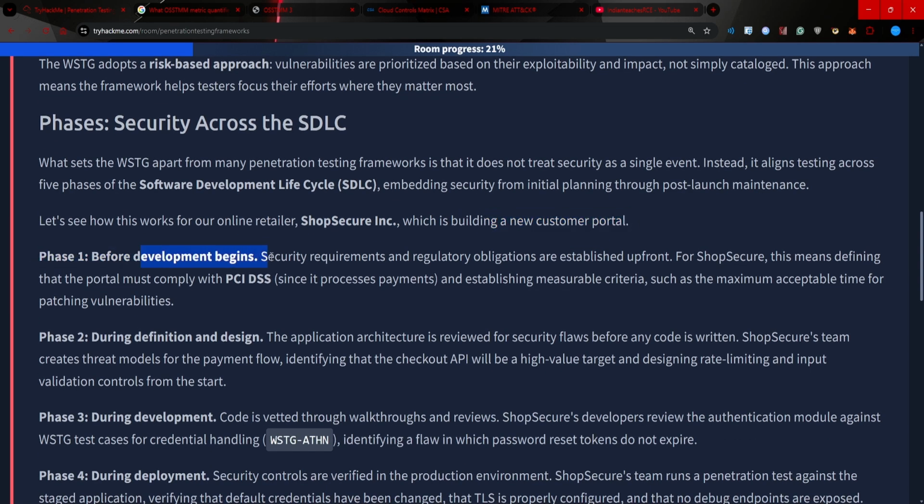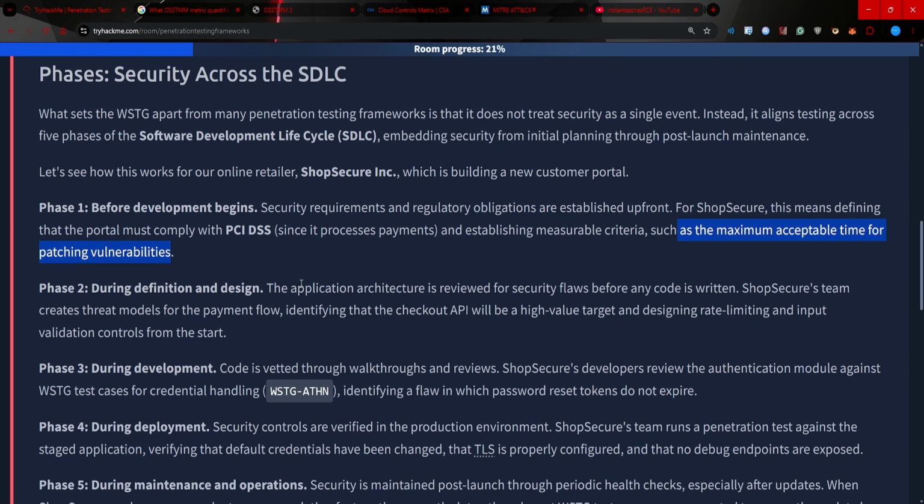Phase 1: before development begins, security requirements and regulatory obligations are established upfront. For ShopSecure, this means defining that the portal must comply with PCI DSS since it processes payments, and establishing measurable criteria such as maximum acceptable time for patching vulnerabilities. Phase 2: during definition and design, the application architecture is reviewed for security flaws before any code is written. The ShopSecure team creates threat models for the payment flow, identifying that the checkout API will be a high-value target and designing rate limiting and input validation controls from the start.